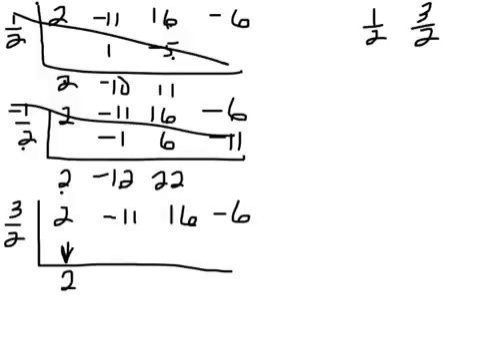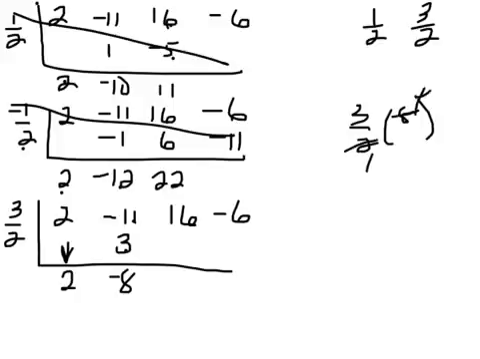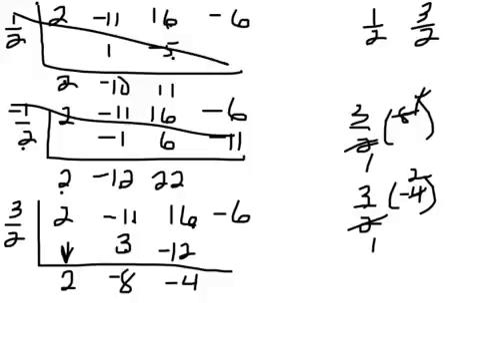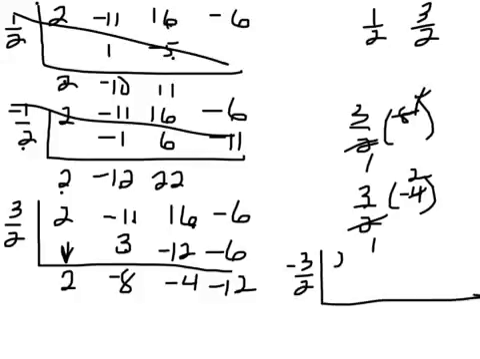3 halves times 2 would be 3. Negative 11 and 3 is negative 8. 3 halves times negative 8 is going to be a negative 12, right? Yeah. 16 and negative 12 is negative 4. 3 halves times negative 4. 2 goes in there once, 2 goes in there twice. That would be negative 6. Negative 6 and negative 6 is negative 12. Hey, that didn't work, but you know what? Negative 3 halves might. So I'm going to try to squeeze it in down here. And, of course, this is the last one I'm trying, right?